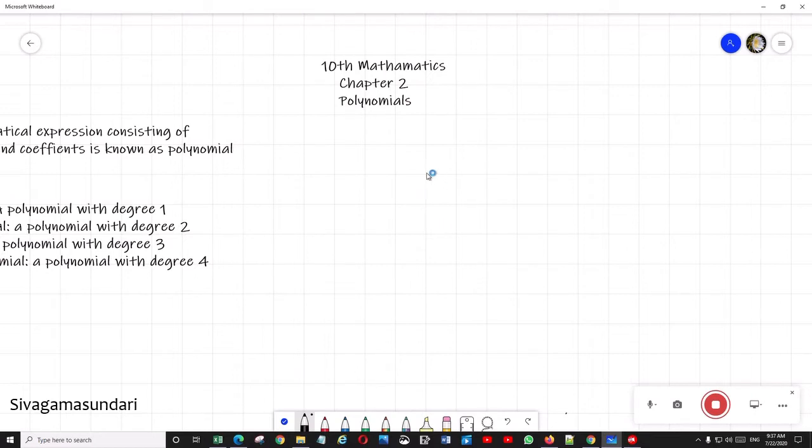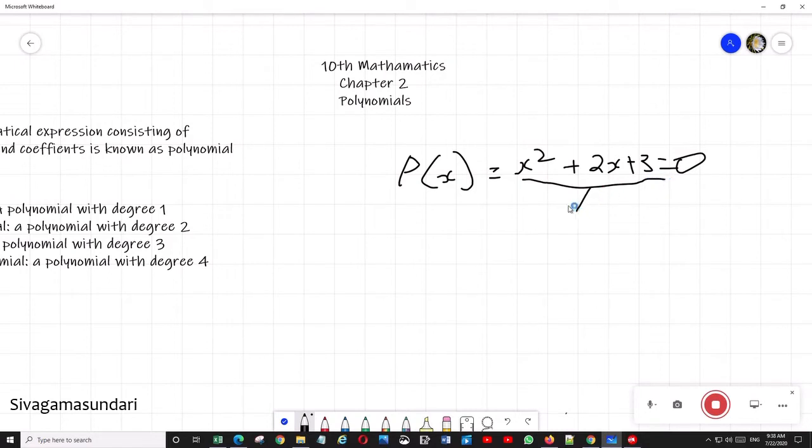Let p of x be a polynomial. The degree of this polynomial is 2. In other words, the highest power of x in the polynomial p of x is known as the degree of the polynomial. Here the highest power of x is 2. So we say the degree of the polynomial of this equation is 2.